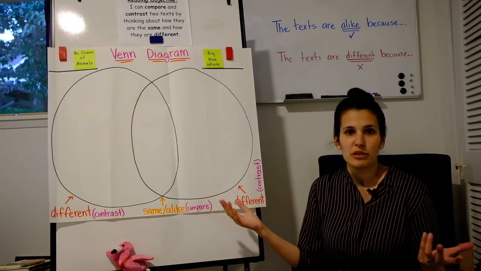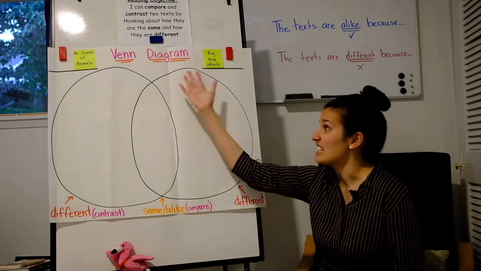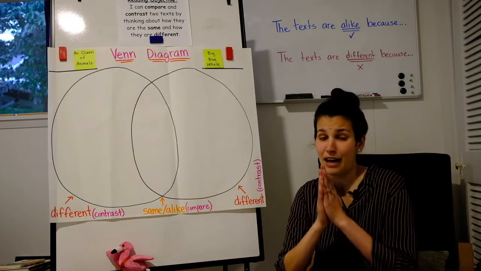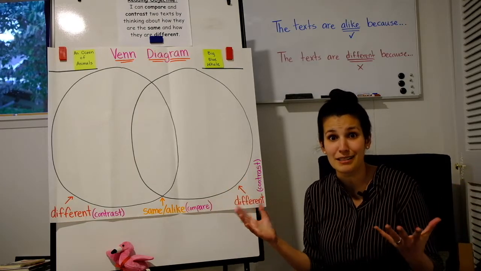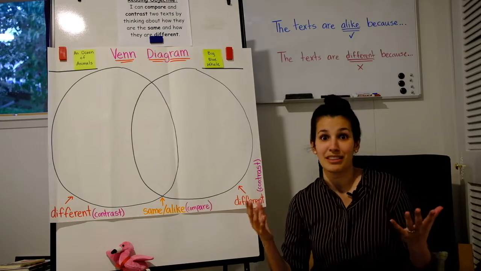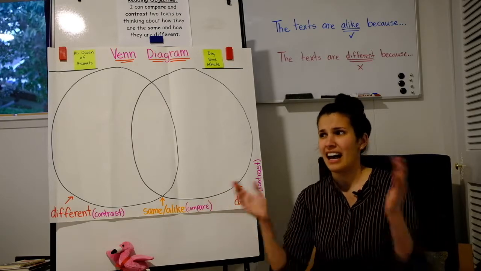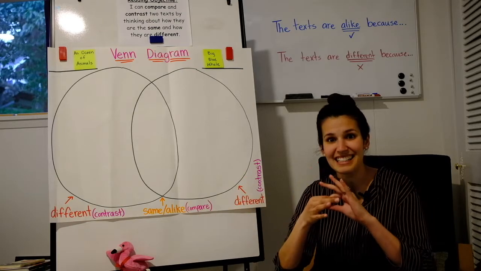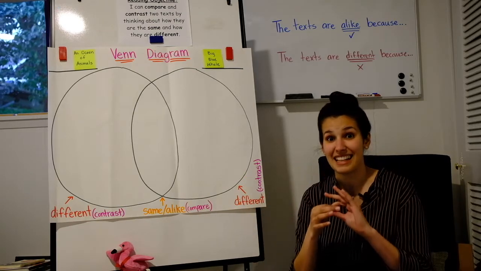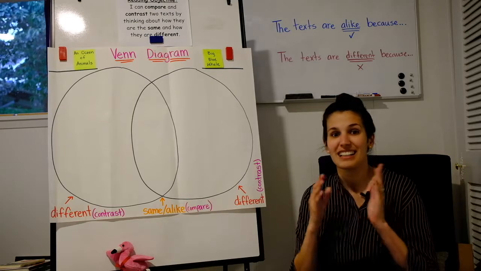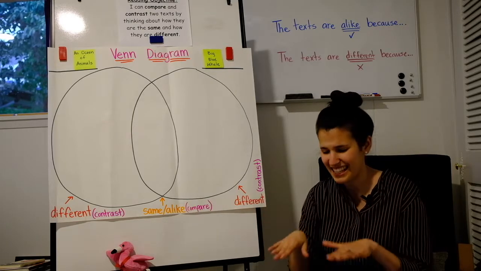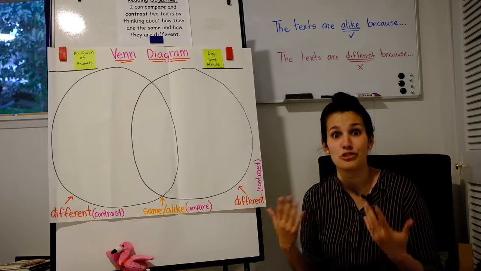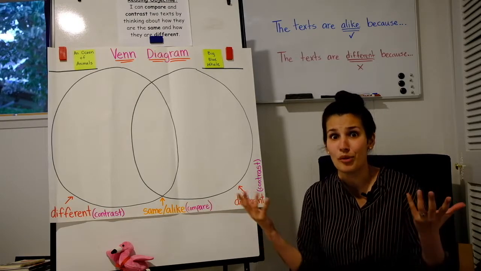Now, why do we want to do this? Why do we want to use a Venn diagram? Why do we even want to think about how things are the same and how things are different? Well, it's because, readers, when you take time to think about your text and how they're the same and how they're different, you're actually making a connection. And if you are making connections, you already know connections help you understand the text even deeper, even better. And connections also help us enjoy reading more. It makes reading more fun.